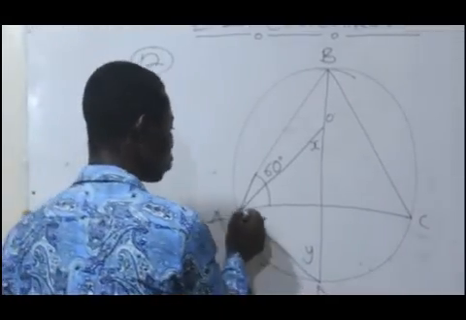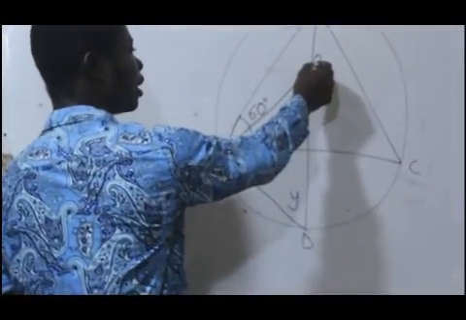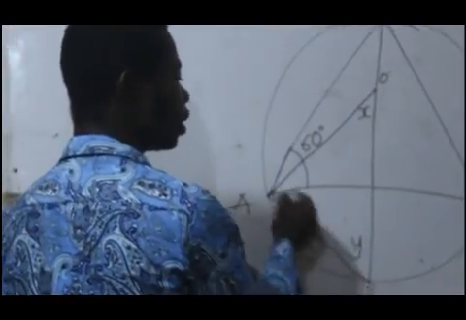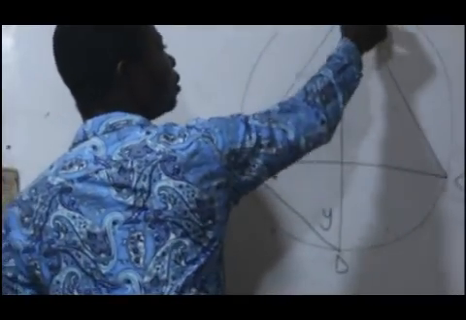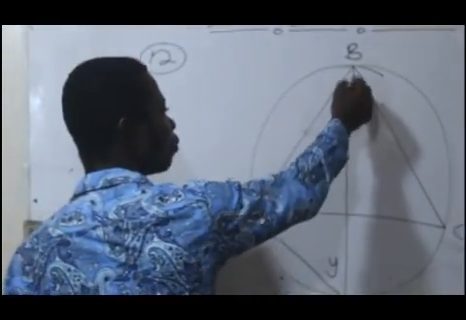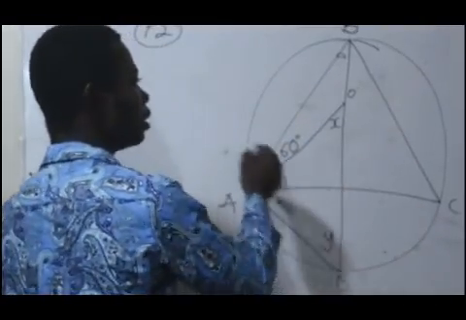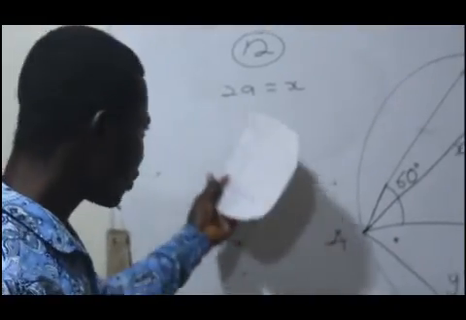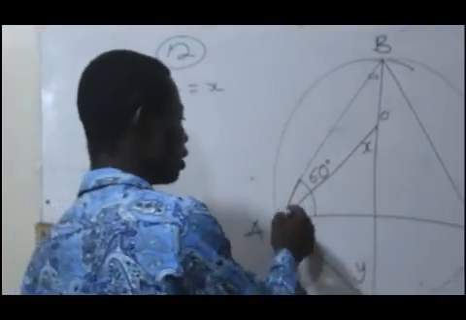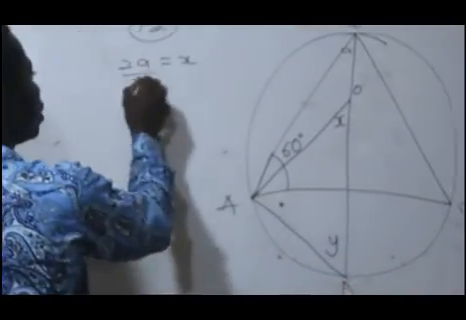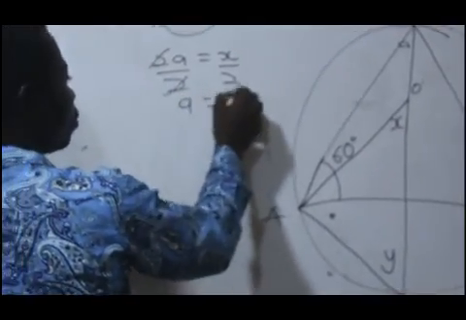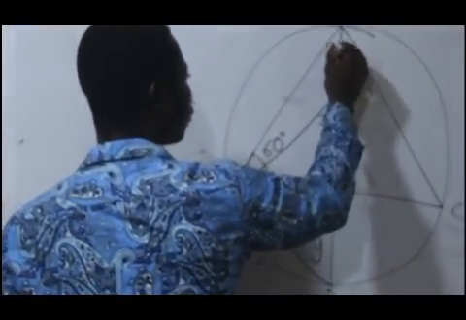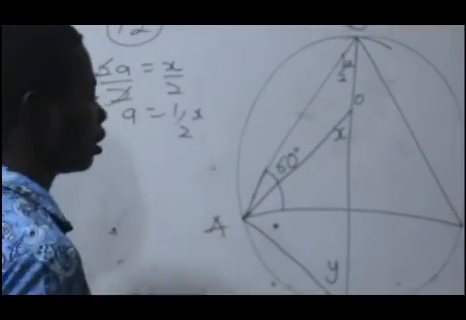So if this chord AD subtends an angle X at the center, because we have O here, then at the same time that same chord is subtending an angle at B. So it will be half of X. Supposing we have A here, then twice A gives us X. So if we want the angle ABD, we have to divide this by 2. So A equals half of X. So angle ABD will be half of X.